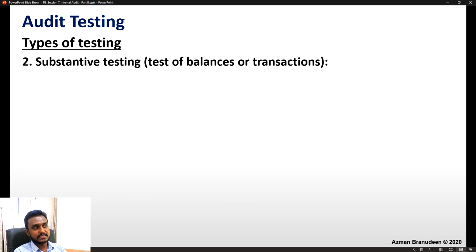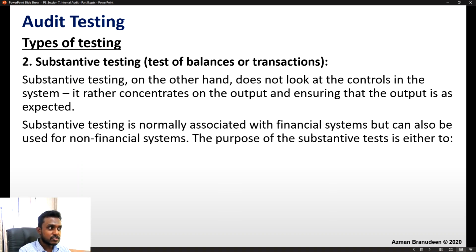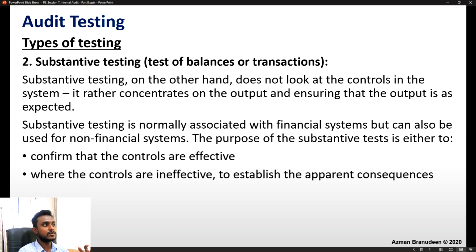The next type of testing which we came across is the substantive testing, which is a test of balances or transactions. Substantive testing, on the other hand, does not look at the controls in the system, but concentrates on the output and ensures that the output is as expected. This testing is normally associated with financial systems, but can also be used for non-financial systems. And the purpose of these tests is either to confirm that the controls are effective, or if the controls are ineffective, to establish the apparent consequences in terms of the objective achievement.